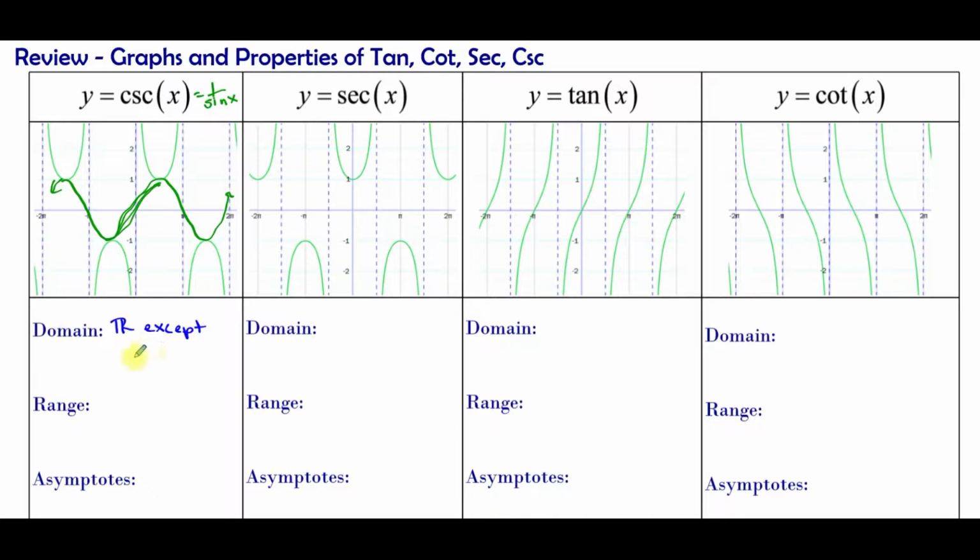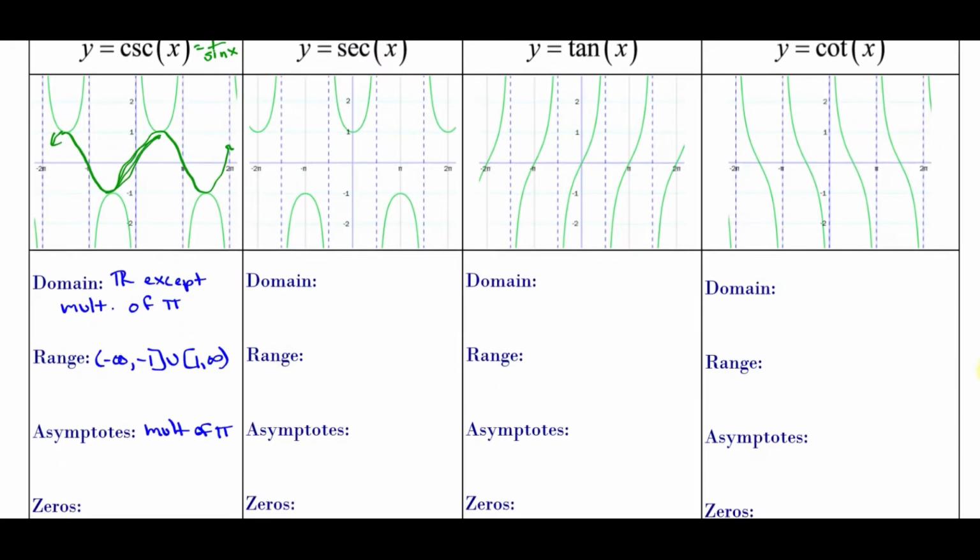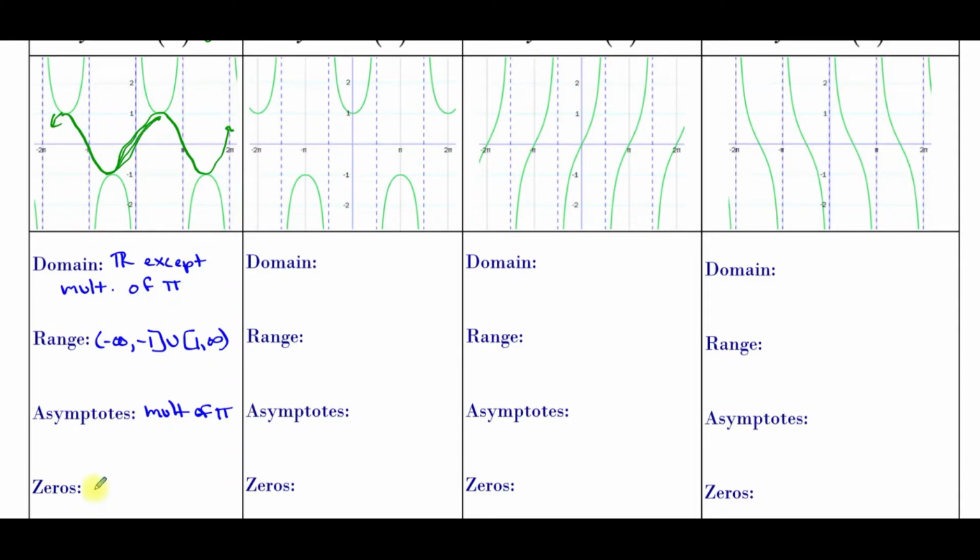So my domain is going to be all real numbers except where my asymptotes are, and they're at multiples of pi. Our range: the graph goes down forever, and then it comes up here to -1, and then it starts here at +1 and goes up forever. So my range is -infinity to -1, and then 1 to +infinity. Your asymptotes are at those multiples of pi. Zeros are my x-intercepts, and this graph does not have any.